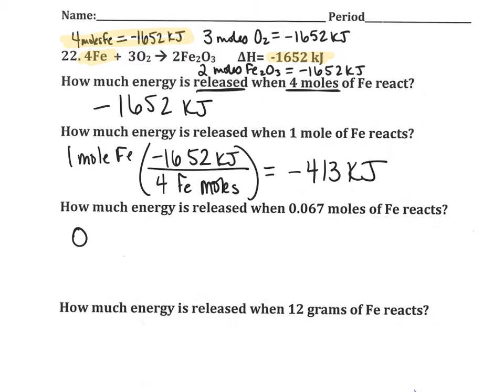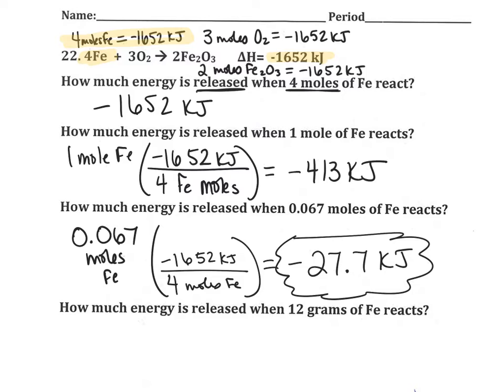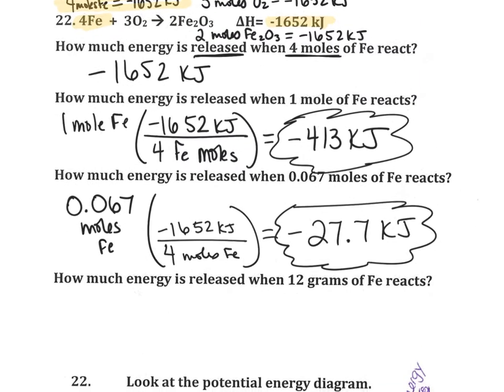What if I have 0.067 moles of iron? I can again use that same relationship that 4 moles of iron are going to produce 1,652 kilojoules of energy. And when I solve for that, I get 27.7 kilojoules of energy are released. So I'm using the information from the balanced equation now to find out how much energy is going to be released. Now the last one on this set is a little bit different.